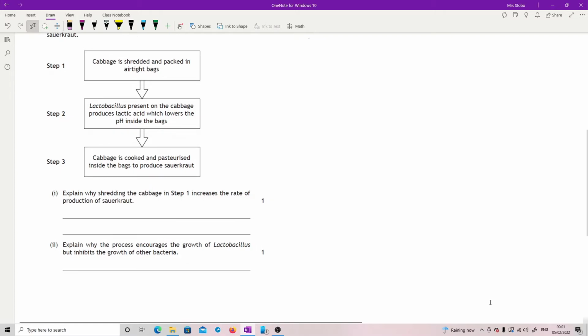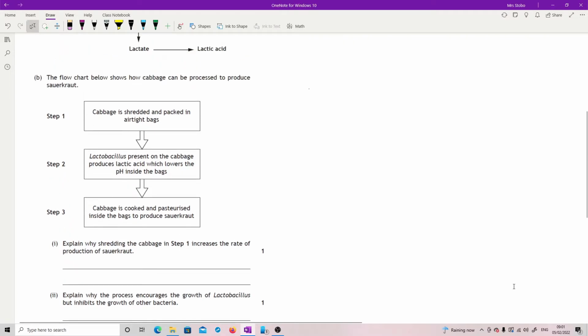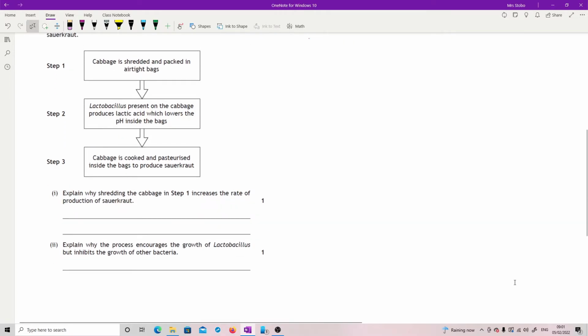The flow chart below shows how cabbage can be processed to produce sauerkraut. Cabbage is shredded, packed in airtight bags. Lactobacillus present on the cabbage produces lactic acid, which lowers the pH inside the bags. Cabbage is cooked and pasteurized inside the bags to produce the sauerkraut. Explain why shredding the cabbage in step 1 increases the rate of production of sauerkraut.